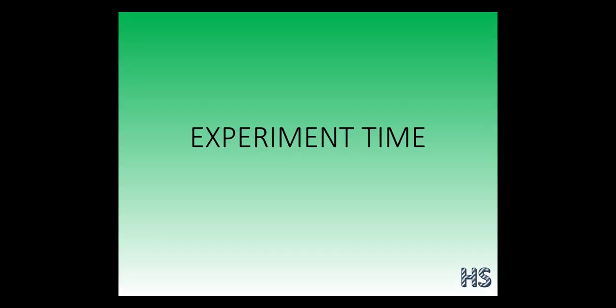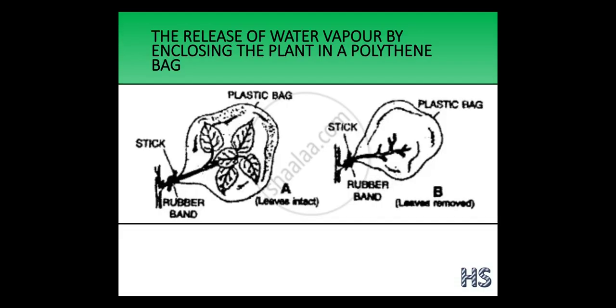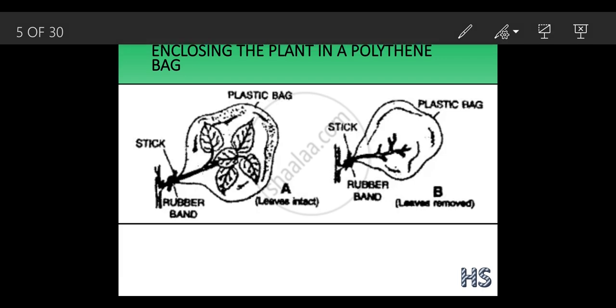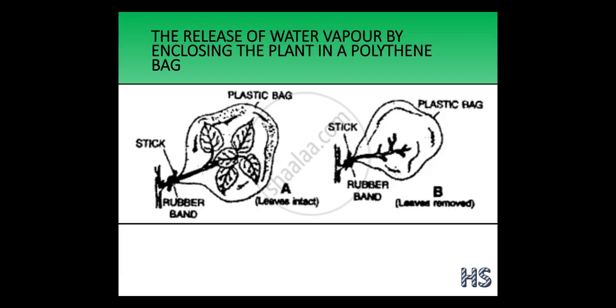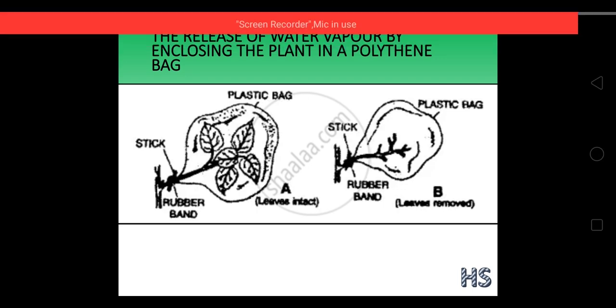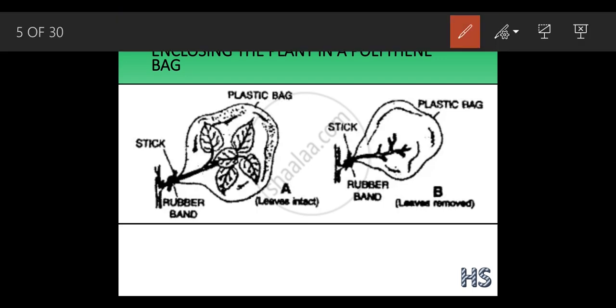Now it is experiment time. In this experiment we are going to see how the plant loses water from the aerial parts. Let's take the first demonstration. As the definition says, loss of water from the aerial part. So what is the first experiment? The release of water vapor by enclosing the plant in a polythene bag. See, these are the two plants, A and B.